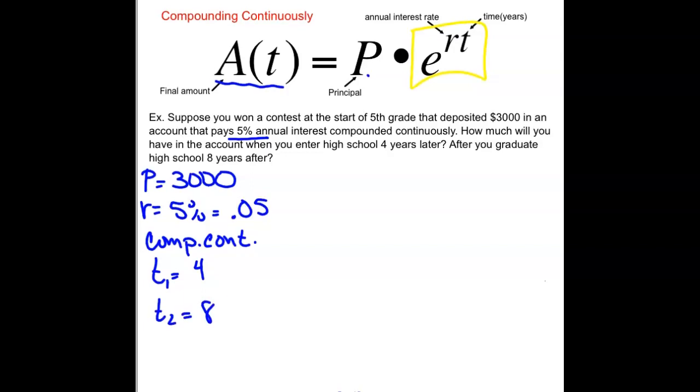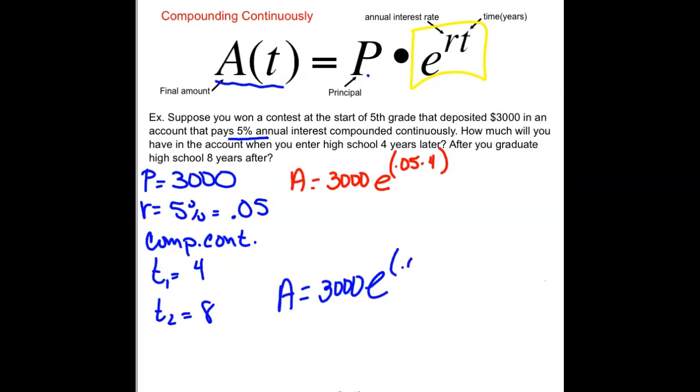All right, so our formula here, our total amount is our principal, 3,000, times e to the power r times t. And our interest rate was 0.05, and our time for this first one we're going to say is 4 years. Okay? Then we're also going to figure out 3,000 times e to the 0.05 times 8. All right? So 4 years and 8 years.